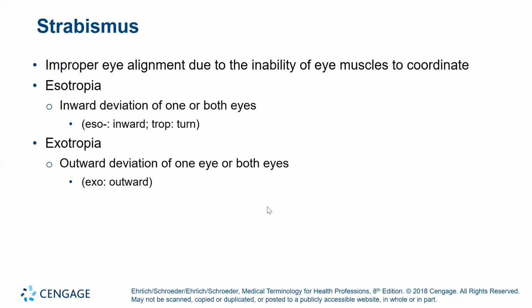Strabismus is improper eye alignment due to the inability of eye muscles to coordinate. We have esotropia. Eso is inward, trop is turn, so it's an inward deviation of one or both eyes. And we have exotropia. It's the outward deviation of one or both eyes. Exo would be the outward. Eso then is your inward.